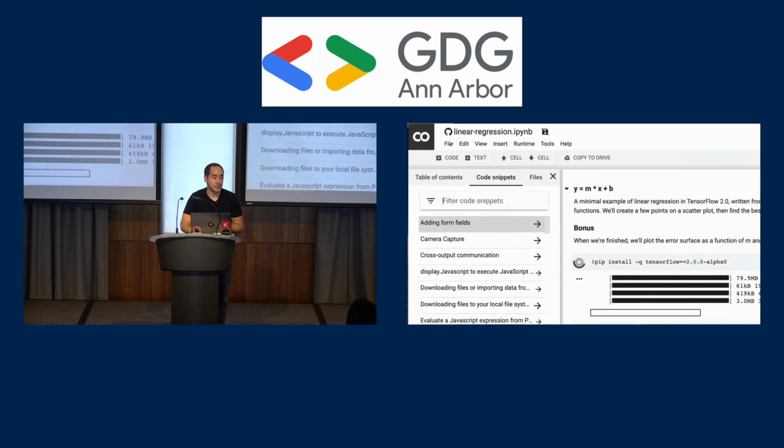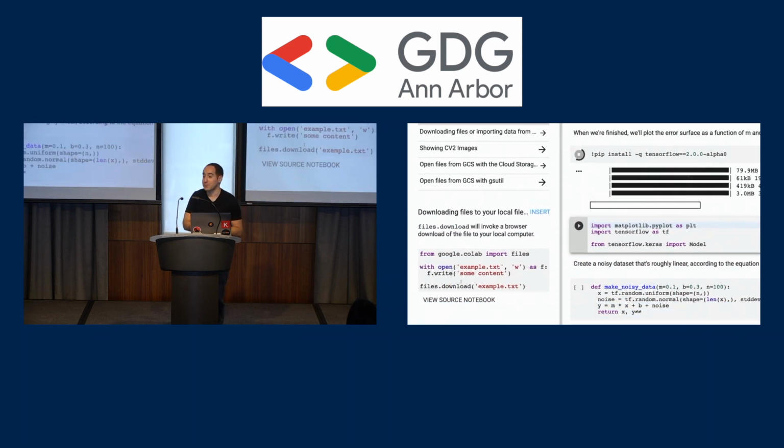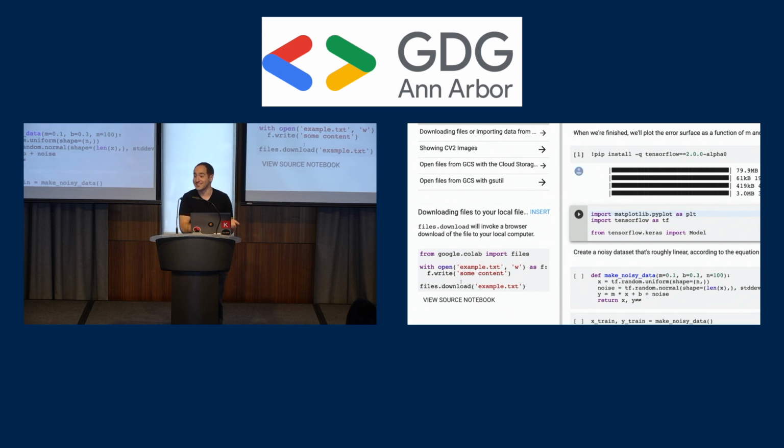So let's say you wanted to download something from Colab to your local machine. You would type download, and here's basically code you can copy and paste into your notebook and run that will do the thing you want, which is awesome. And you can use this if you want to connect Colab to Google Drive, if you want to install your other favorite deep learning library, if you want to learn how to put graphics inside your notebooks, it's all there. So this is super, super helpful.